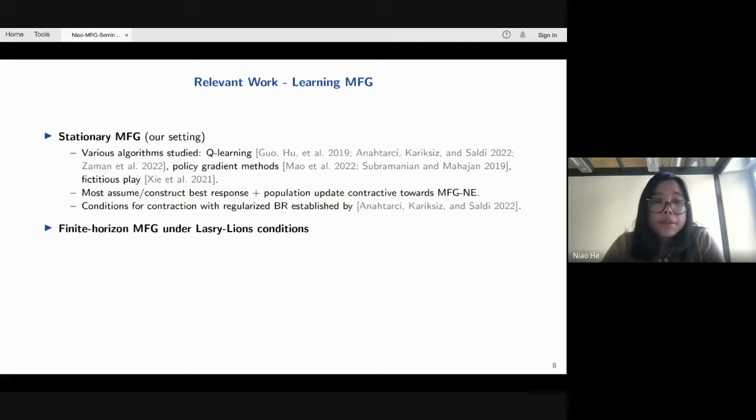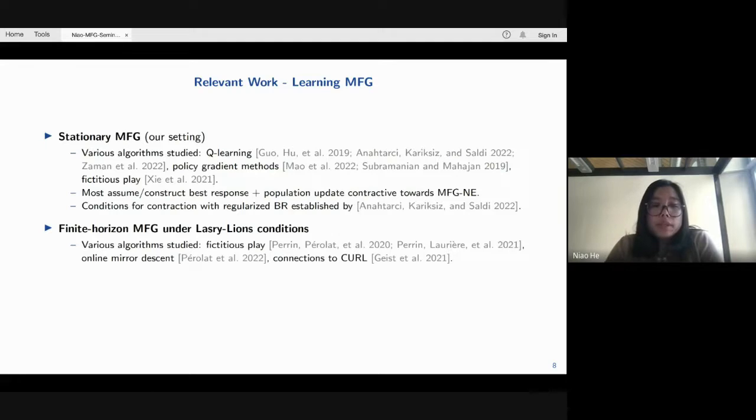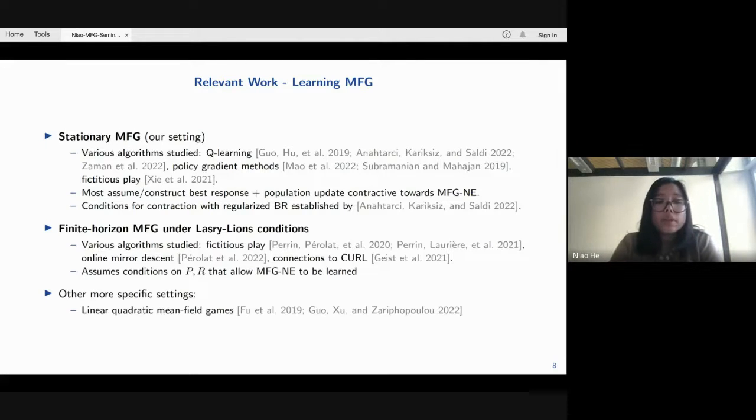Besides stationary mean field games, there have also been tons of other work that look at other mean field games, like finite horizon mean field games. Many algorithms have been studied in this domain as well, like fictitious play, online mirror descent, etc. This work often also needed to make some structural assumptions, like monotonicity on the transitions or on the reward functions, or sometimes even to assume that the transitions do not depend on the underlying population. There are also other works that look at more specific settings like linear quadratic mean field games.